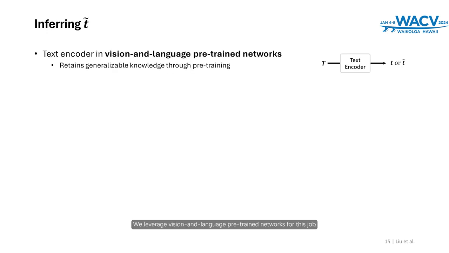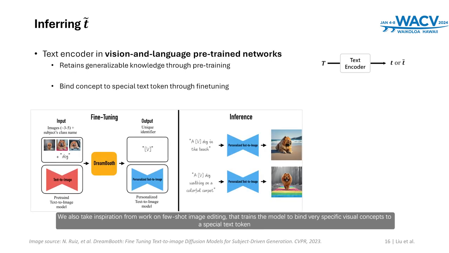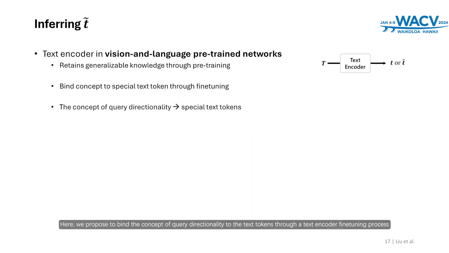We leverage vision and language pre-trained networks for this job. Our intuition is that such networks retain generalizable knowledge through pre-training and therefore can be fine-tuned to complete the semantic reversal of the text. We also take inspiration from work on few-shot image editing that trains the model to bind very specific visual concepts to a special text token. Here, we propose to bind the concept of curated directionality to the text tokens through a text encoder fine-tuning process.